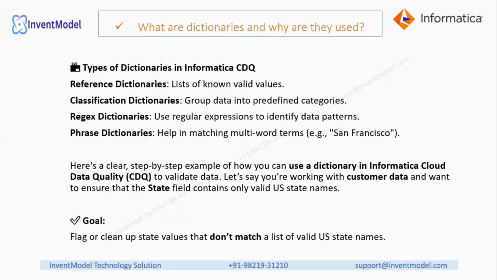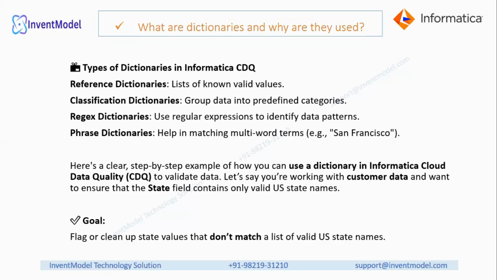Types of dictionaries in Informatica Cloud Data Quality. Reference dictionary: a list of known valid values. Classification dictionaries group data into predefined categories. Regular expression dictionary uses regular expressions to identify data patterns. Phrase dictionary helps in matching multi-word terms, for example, San Francisco. Here is a clear step-by-step example of how we can use a dictionary in Informatica Cloud Data Quality to validate data.